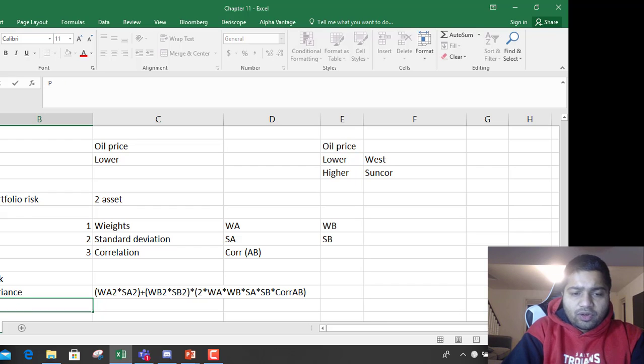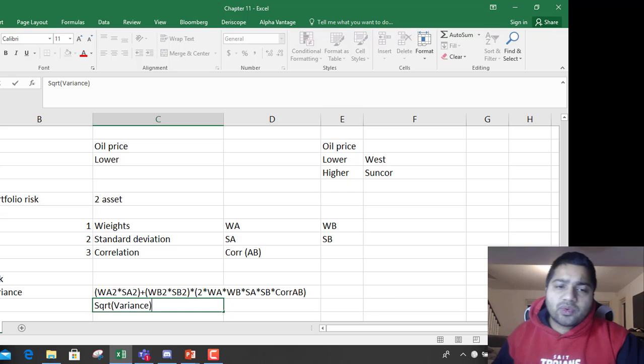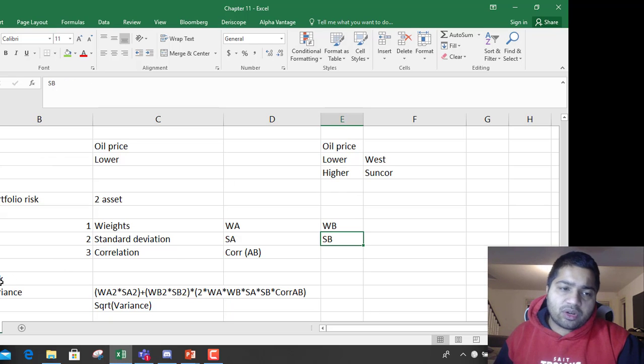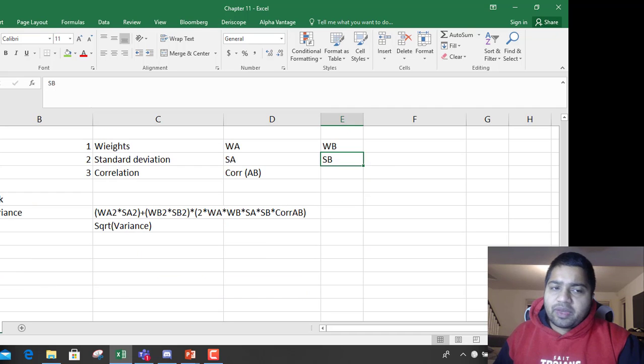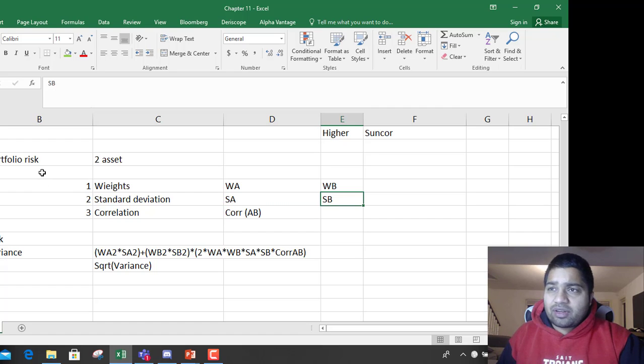So portfolio standard deviation equals the square root of variance. We take the square root of step 1, and we get portfolio standard deviation. So whenever they ask you to calculate portfolio risk, find out the weights if they are not given, weight of asset A, weight of asset B, find out standard deviations if not given, and find out the correlation. Then use this formula to calculate variance.